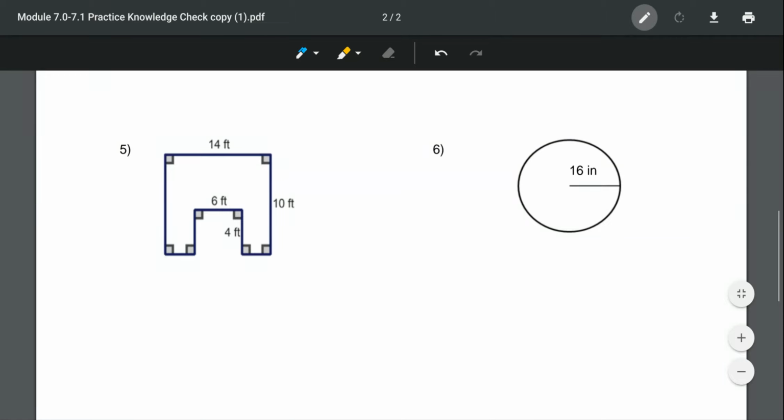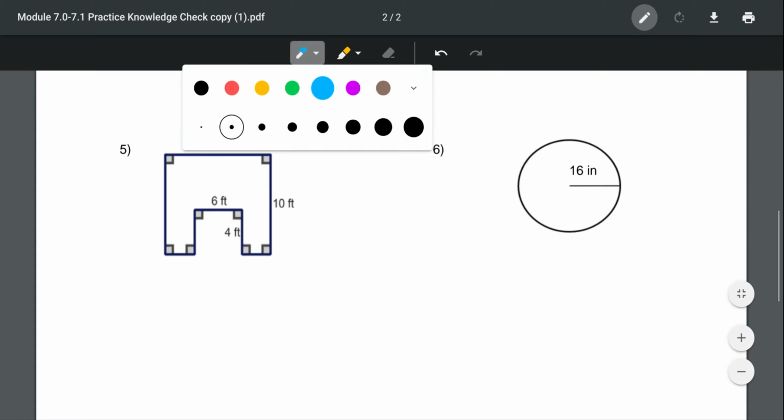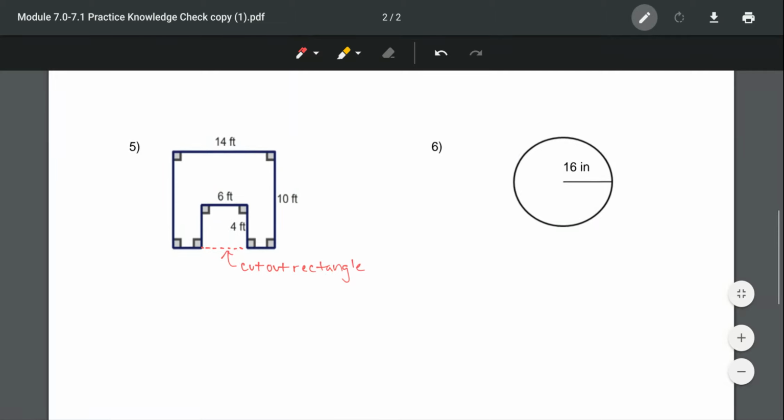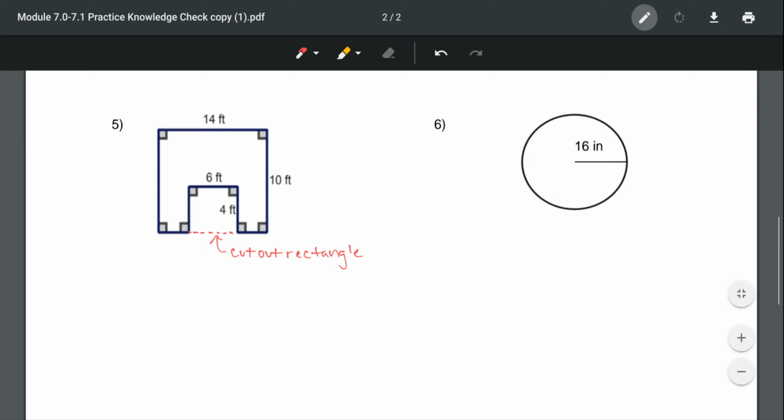So to find the area, look at what this shape was originally. It looks like this could have been a rectangle, and then inside you have another rectangle that was cut out. So to figure out the area of this shape, you want to take the area of the original rectangle minus the area of the cutout rectangle.